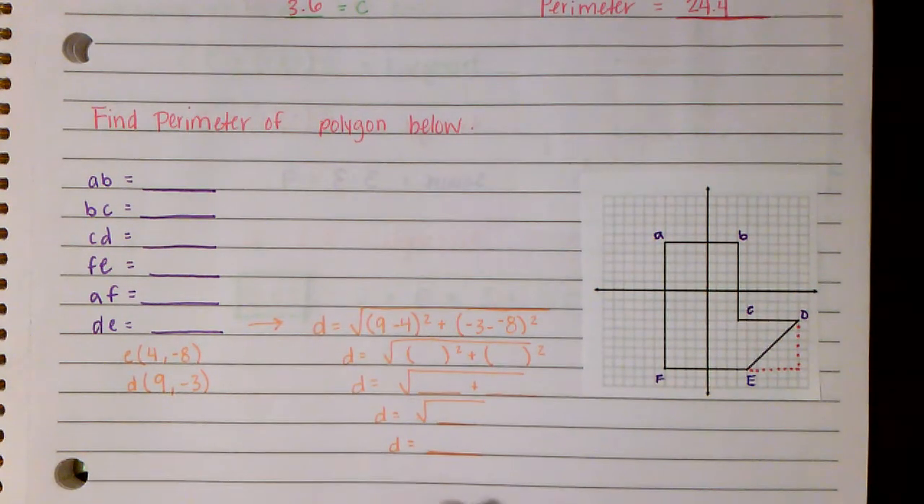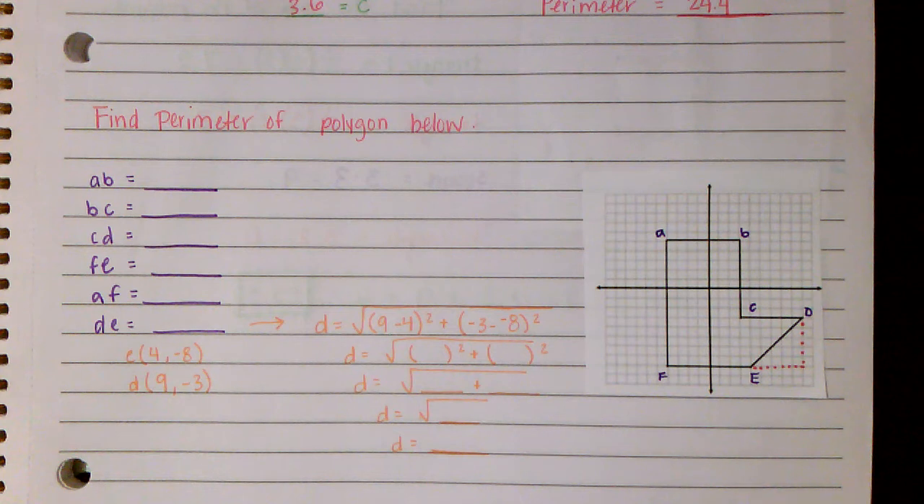So for this example, I did use the distance formula because the example above, I used the Pythagorean theorem. So you can look at both of these examples. Both methods are right, but you may prefer one over the other. So let's find the perimeter of this polygon below.